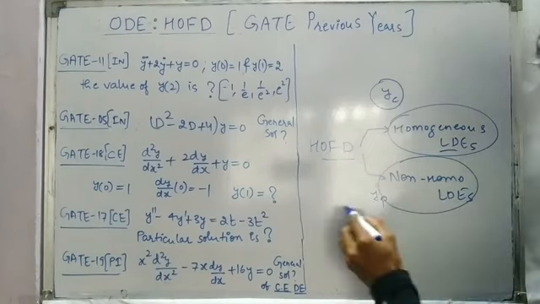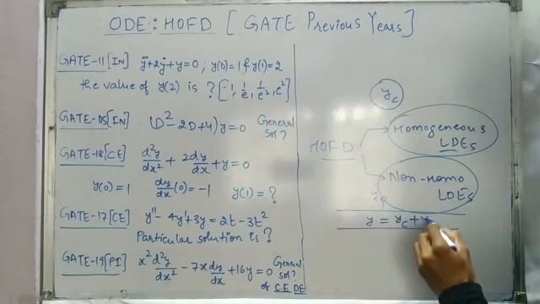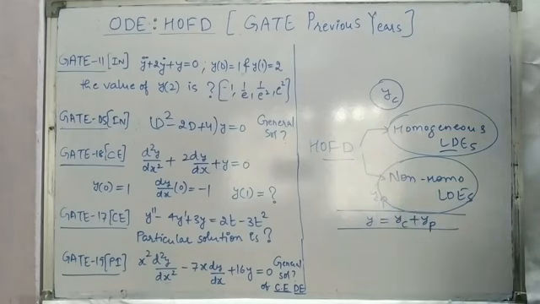integral. And if we wish to write the complete solution, we can write it as y is equal to yc plus yp, because only in the case of non-homogeneous we have yp, so we have the complete solution as y is equal to yc plus yp.